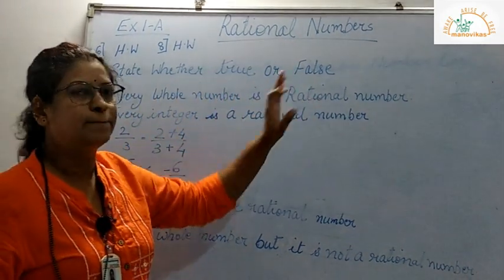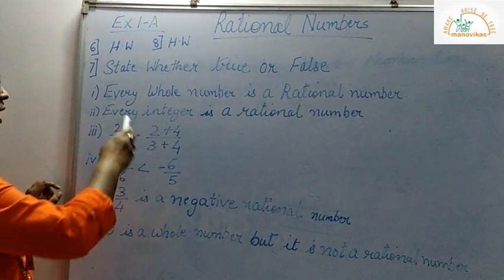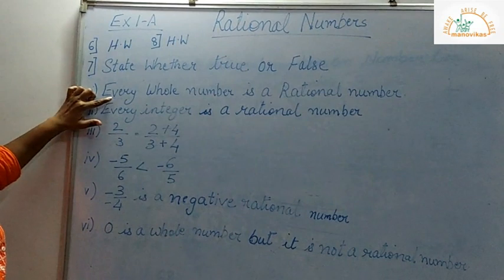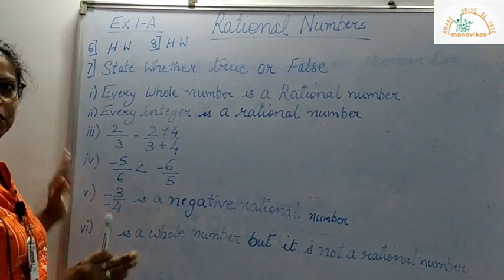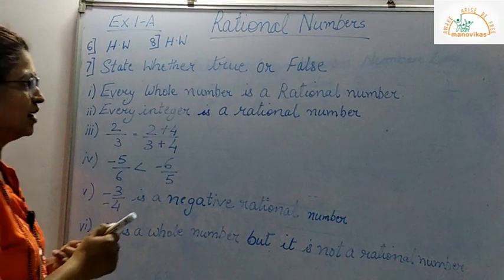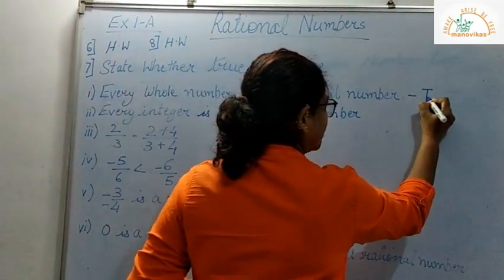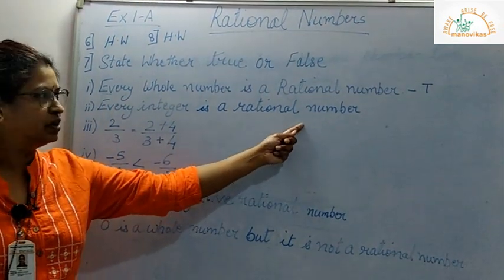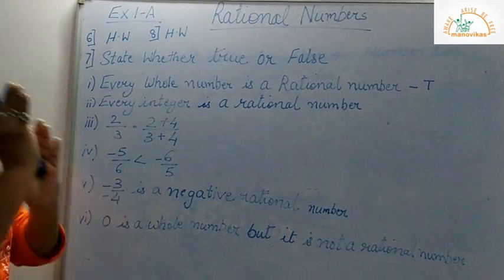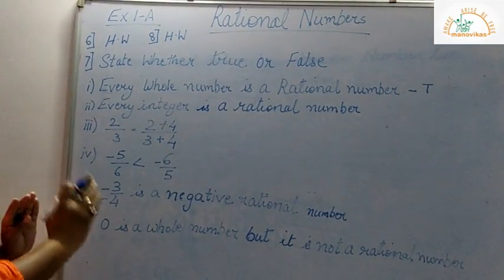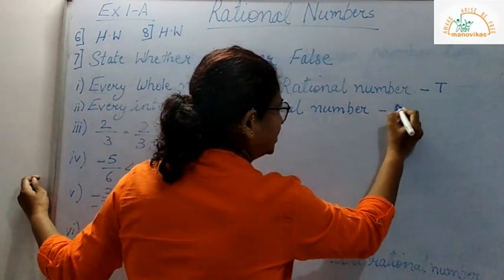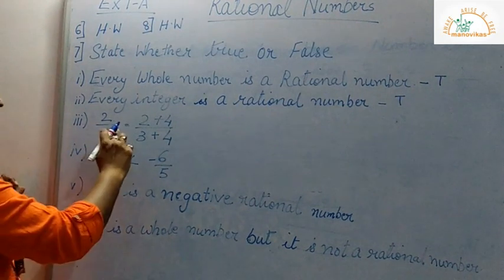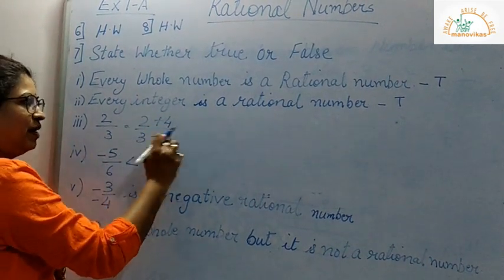State whether true or false. The first one, every whole number is a rational number. We have seen that 0 is also a rational number. So 0, 1, 2, 3 all are rational numbers. So our first statement here is true. Now, every integer is a rational number. Yes, it is true. 0, the positive integers and the negative integers all are rational numbers. So it is true.